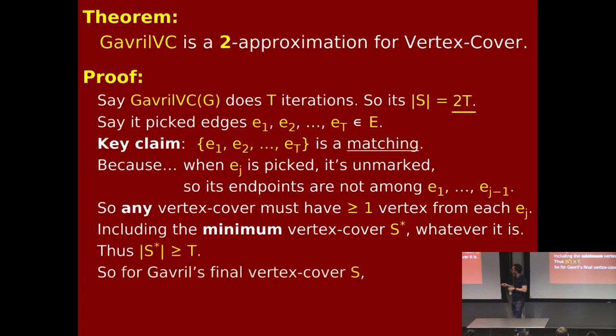OK, so for Gavril's final vertex cover set S, its size is 2 times t. And the size of the smallest vertex cover is at least t. So we have that the size of S is at most 2 times the size of the smallest vertex cover. OK, and that's what we mean when we say Gavril is a factor 2 approximation.